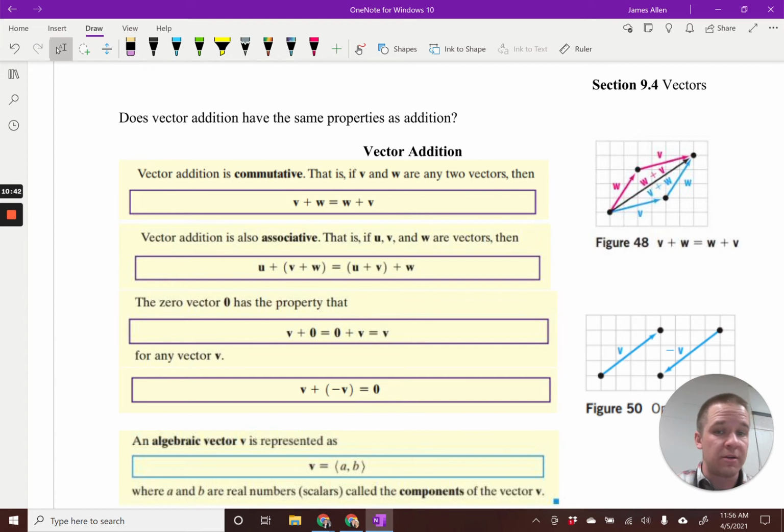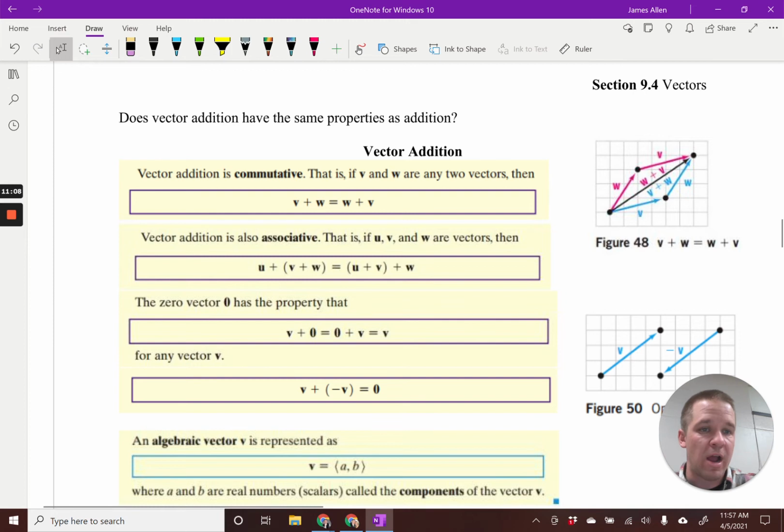Vector addition is also associative. So we can group them differently. That's what associative is. The 0 vector has the property that the vector, say, v plus 0 is equal to 0 plus v, which is equal to v. So that holds. And then v plus the opposite of v, negative v, is equal to 0. Awesome.